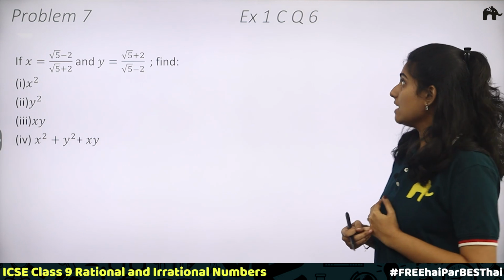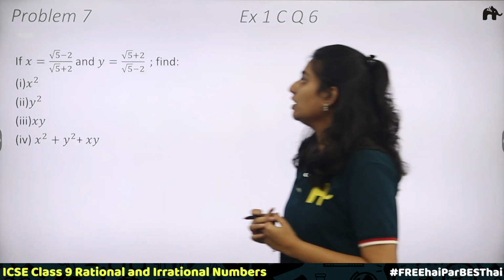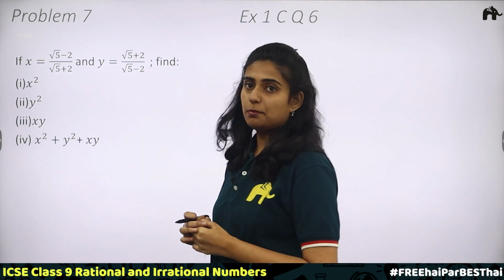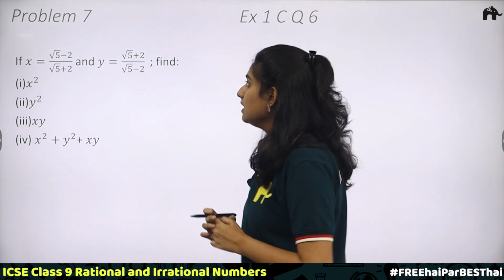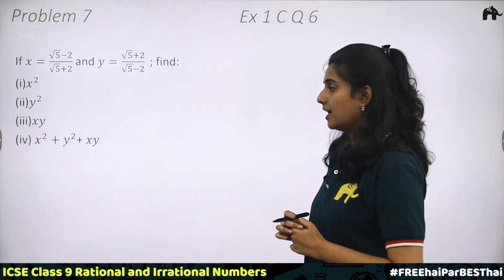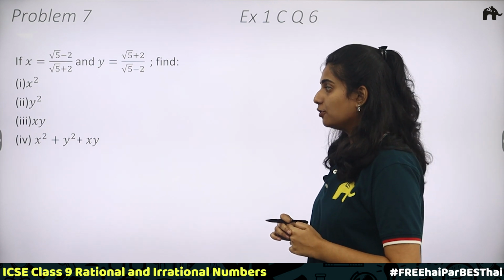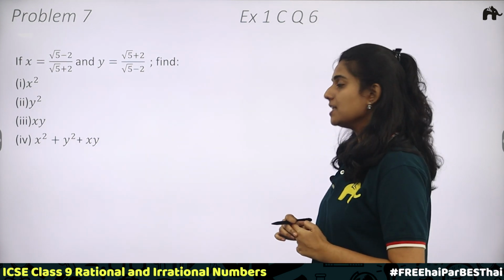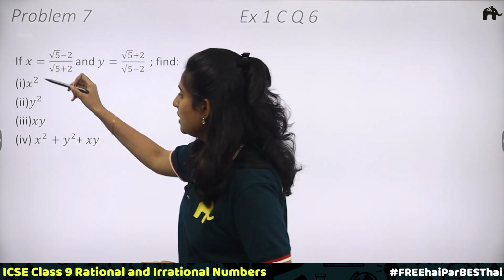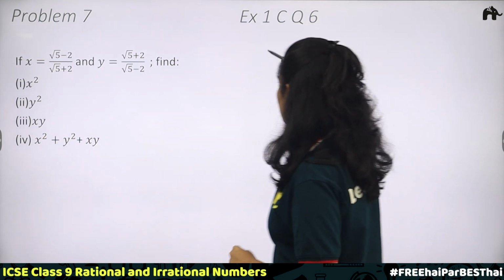Okay. Problem 7, question 6 of exercise 1C. If x is equal to root 5 minus 2 divided by root 5 plus 2 and y is equal to root 5 plus 2 divided by root 5 minus 2, find first one x square, second y square, third xy and fourth x square plus y square plus xy. So, here finding 1, 2 and 3, you can find the fourth one. Okay. So, let's start.